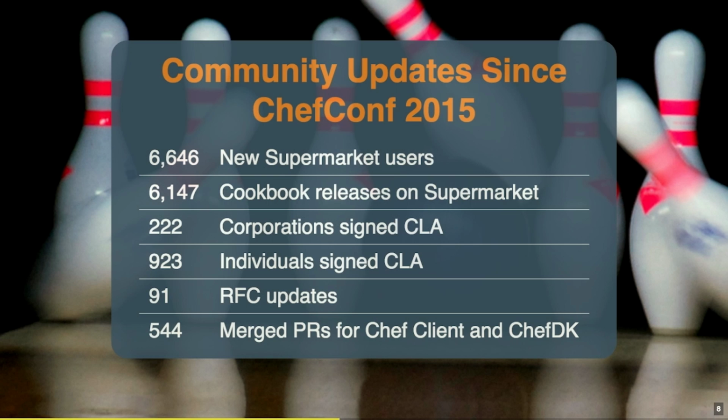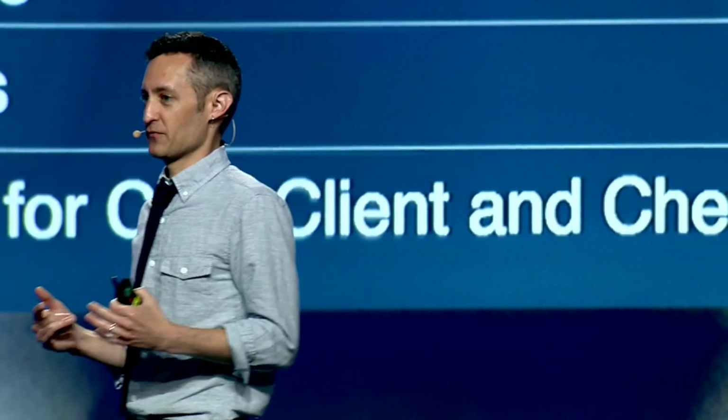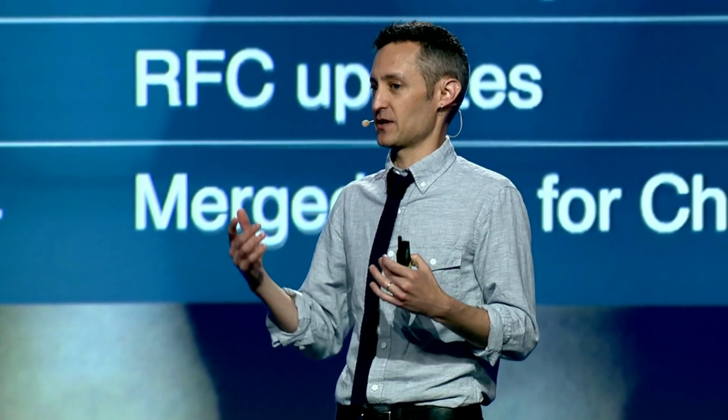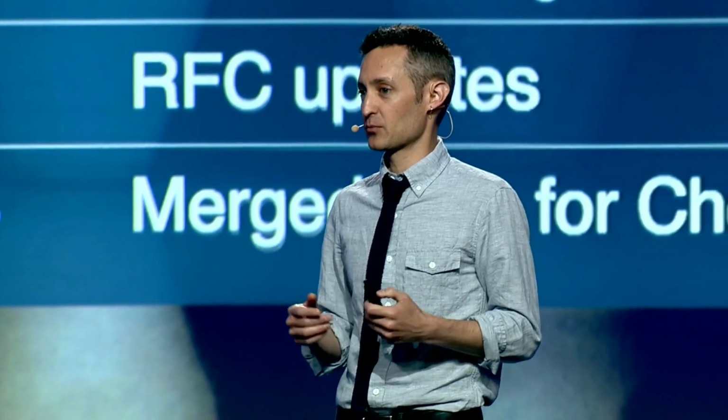222 corporations have signed up to be able to contribute to the Chef open source projects, and 923 individuals have done so. The open source governance of the project is healthy. We have regular IRC meetings, and we've updated 91 RFCs. And we've merged 544 pull requests representing feature additions and bug fixes and enhancements across just the Chef and ChefDK projects.